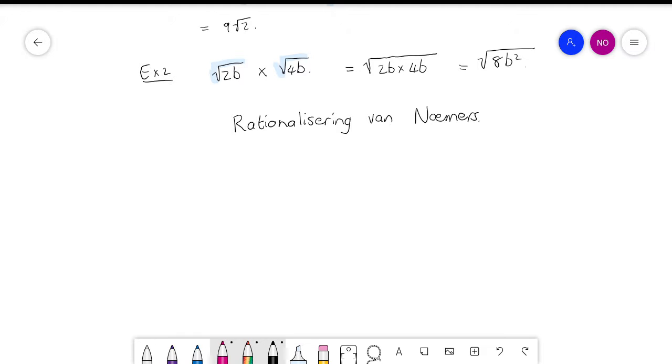Okay, now to start off this one, we have to first clear out, do you guys know what a rational number is? Yeah? What's a rational number?